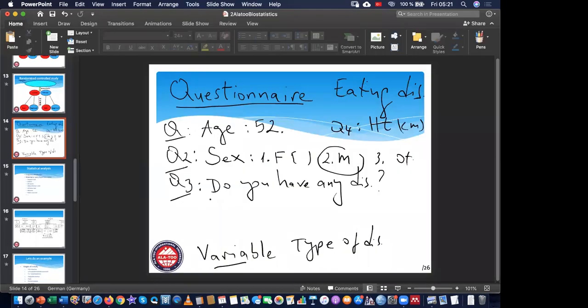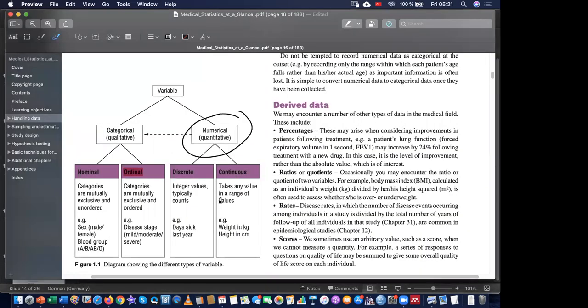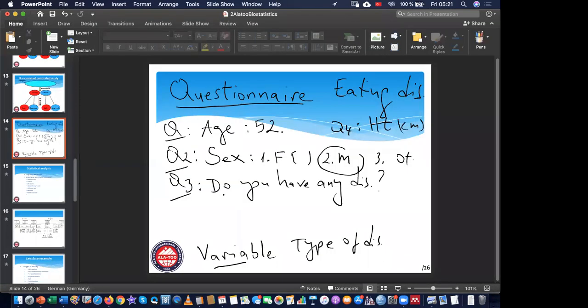Sir, earning in a month. Earning, pay of a month. Is earning ordinal? I will come to that. Earning, what is your income? Okay, let's write down another question, Question 5. Income.